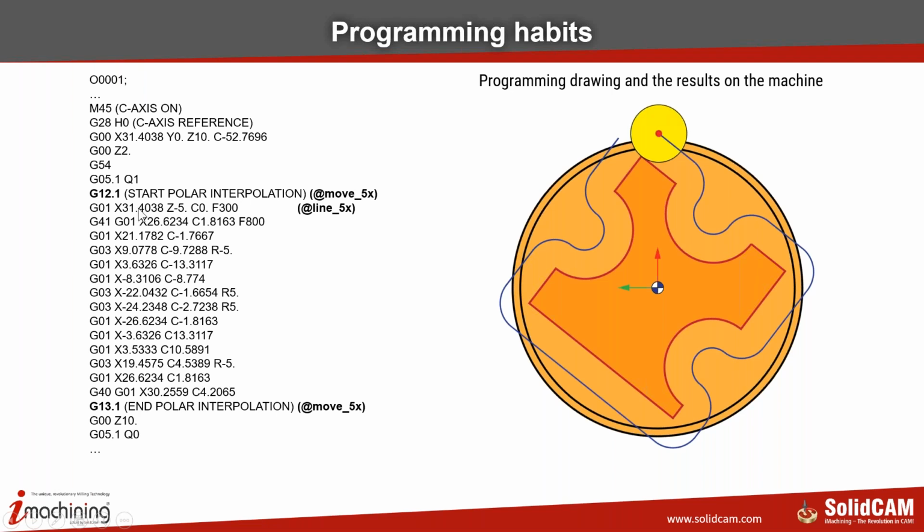I would like to analyze this code a little bit. So we'll have an approach of X something 31, then we will turn on the polar interpolation, then we'll go with G41, and then G1, and X something, Y something. As you can see, C is 0. So in this case, the C will be absolute 0 because the Y is 0 here.